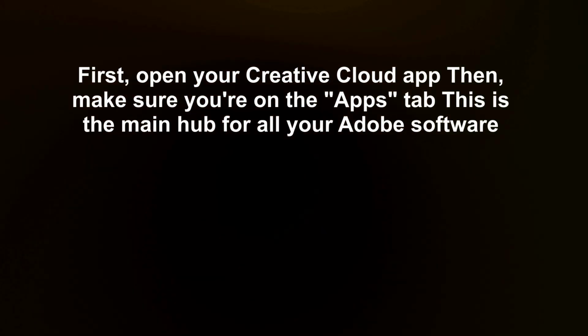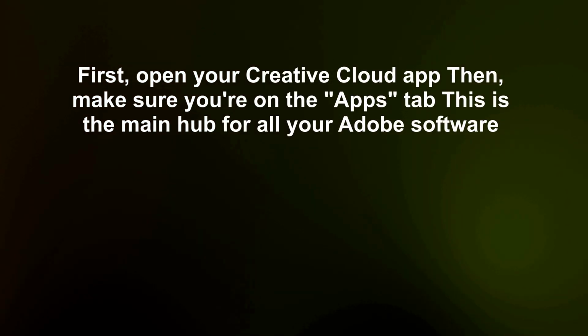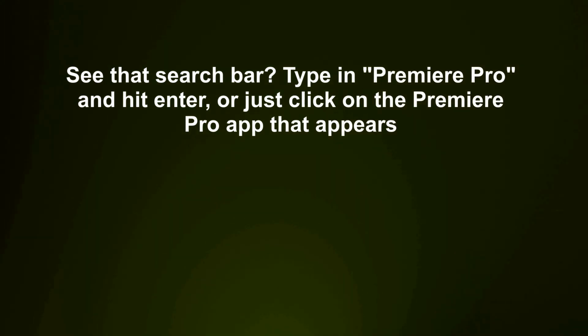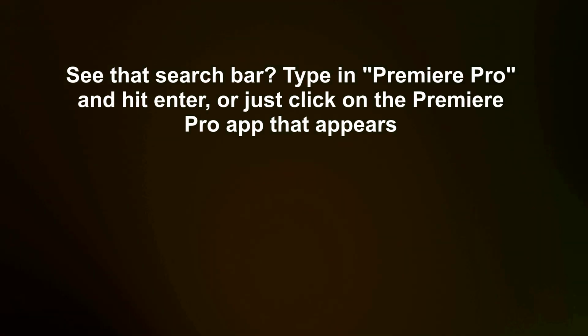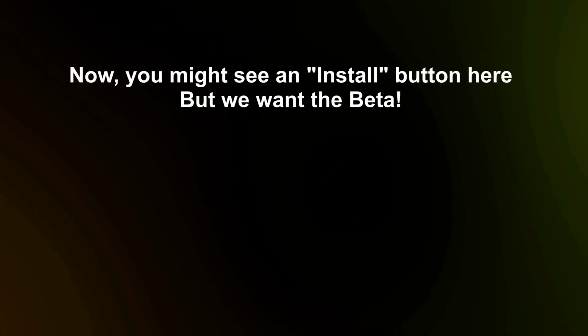First, open your Creative Cloud app, then make sure you're on the Apps tab. This is the main hub for all your Adobe software. See that search bar? Type in Premiere Pro and hit enter, or just click on the Premiere Pro app that appears. Now, you might see an install button here, but we want the beta.